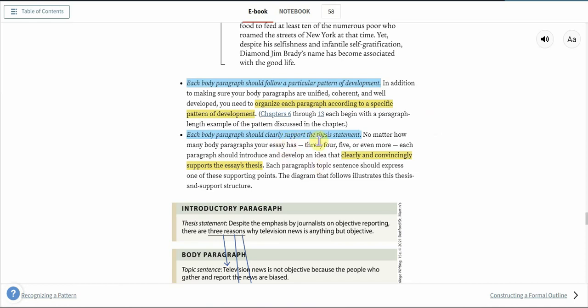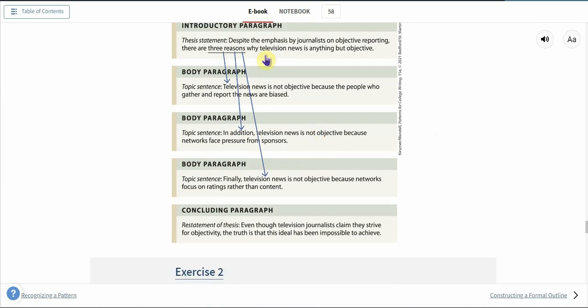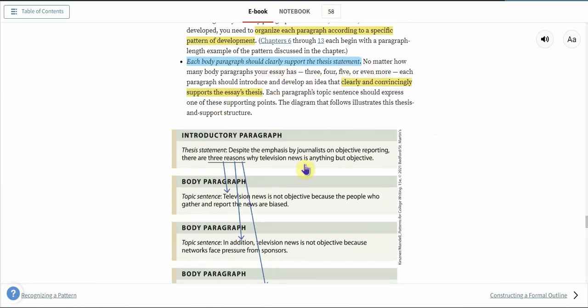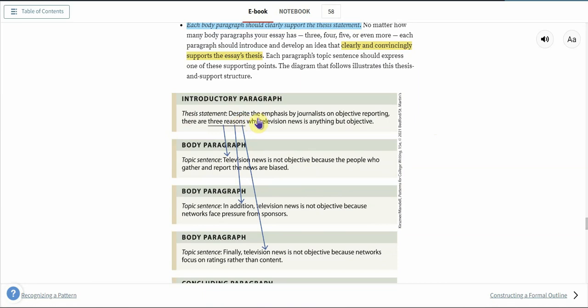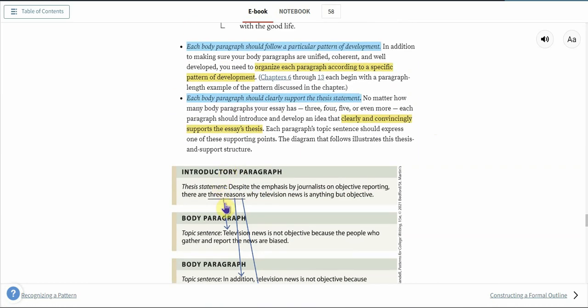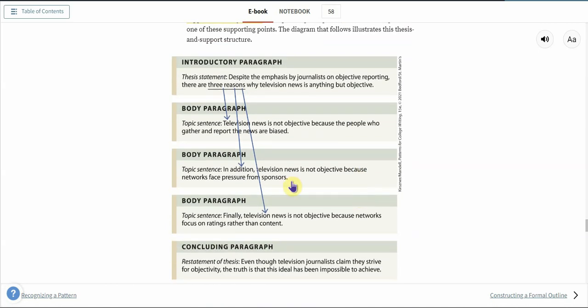Every body paragraph should clearly support the thesis statement. That's pretty obvious. And then this tells you again, well, what does that mean? So here is the thesis. Despite the emphasis by journalists on objective reporting, there are 3 reasons why television news is anything but objective. So by saying this, we're going to expect that every body paragraph is going to give us one reason why television news is not objective.